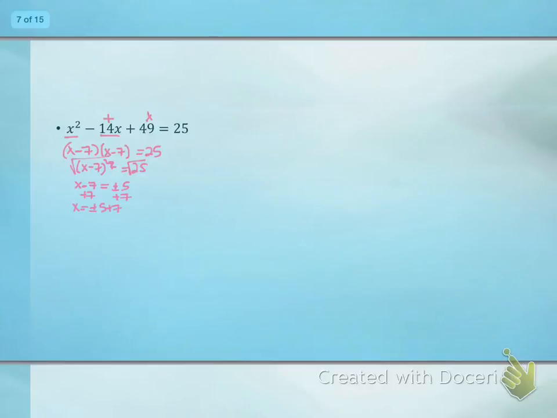Let's go ahead and break it. So x is equal to positive 5 plus 7, and x is equal to negative 5 plus 7. So then we got x is equal to 2, and x is equal to 12.